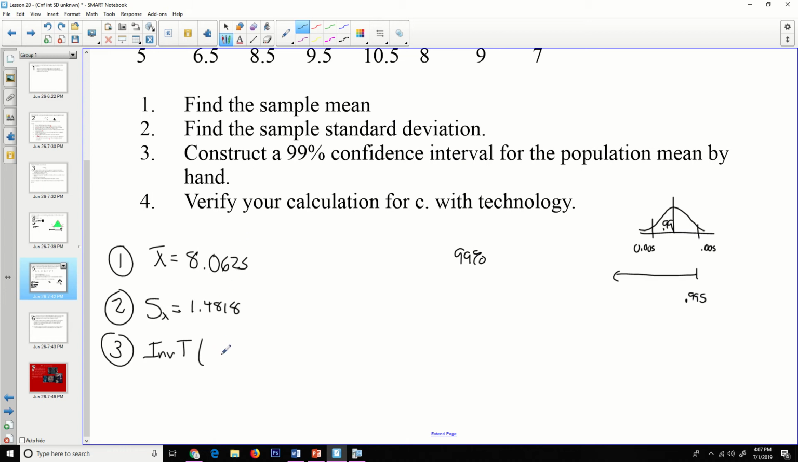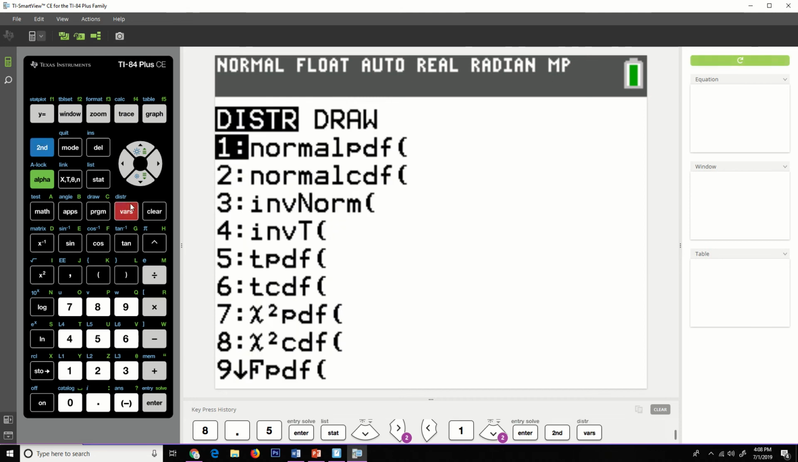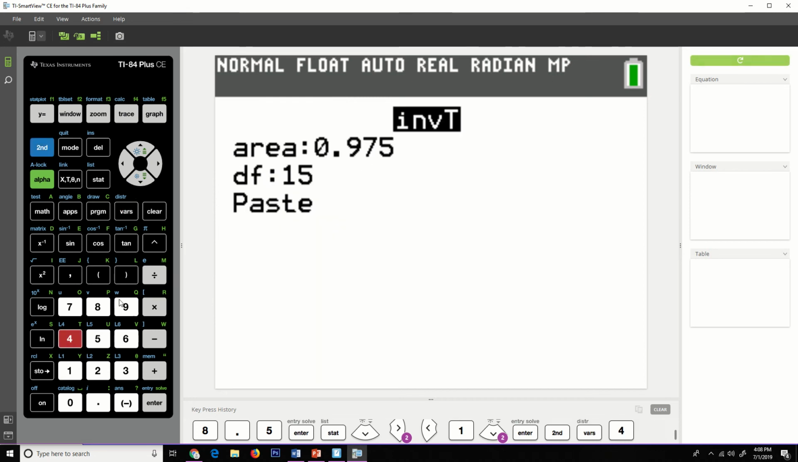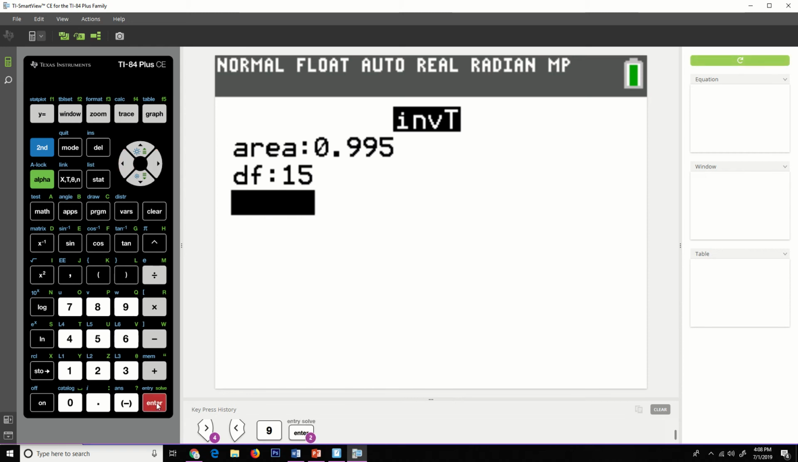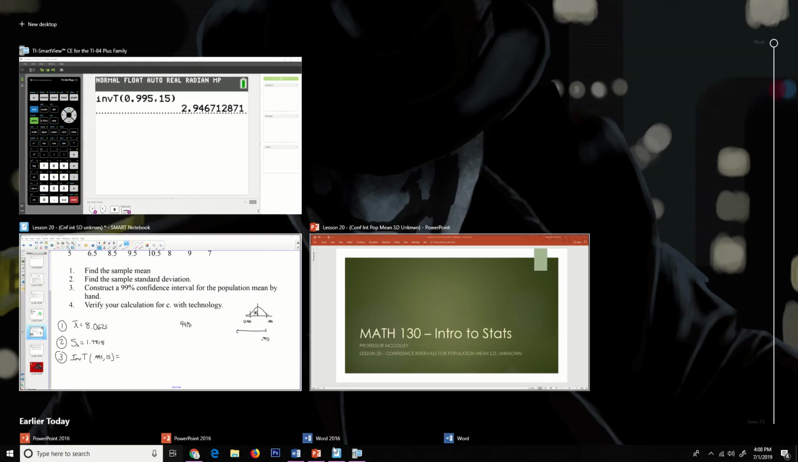All right, and then our degrees of freedom will be 15. So I've got 0.995 and degrees of freedom 15, and that'll give us, so let's see here, second, distribute, so 4, and so this time I need 0.995, I hit enter, 15 degrees of freedom. We're going to paste that in, and I get 2.9467.